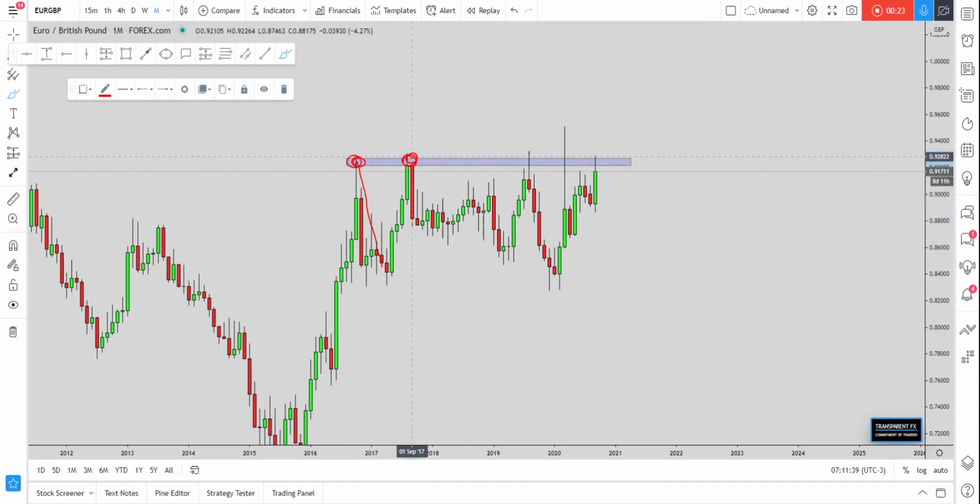Again, the market tested the zone here and got rejected to the downside. Again, it tested and rejected here. Again, tested and rejected here, and currently, the market has just tested this area exactly as we wanted to see.